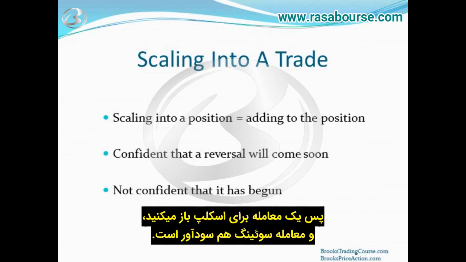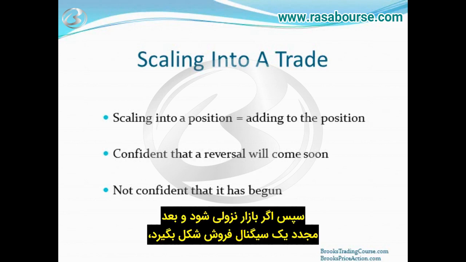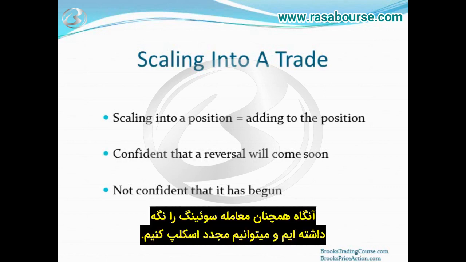So when you added that scalp portion, you were already profitable on your swing portion, and you just were going for an additional scalp. And then if the market continues to fall and you get another sell signal, you're still holding your swing portion, and you can again put your scalp position back on.